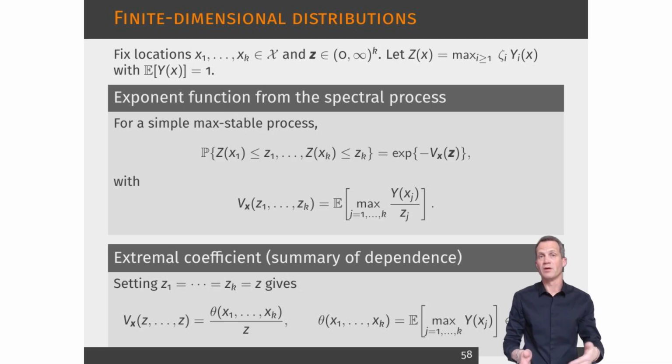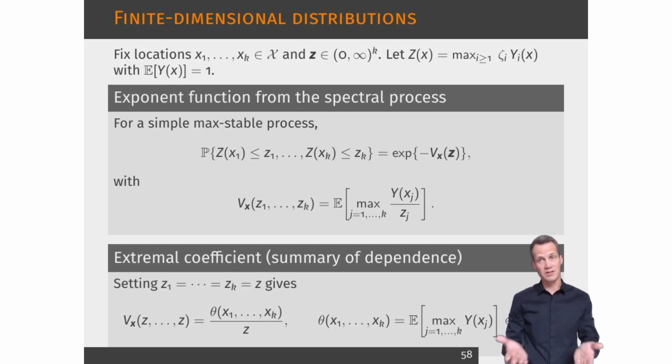The exponent function is obtained from the spectral process by taking an expected maximum over the selected locations. This is the direct functional analog of the multivariate spectral representation discussed earlier. The second part introduces the extremal coefficient.